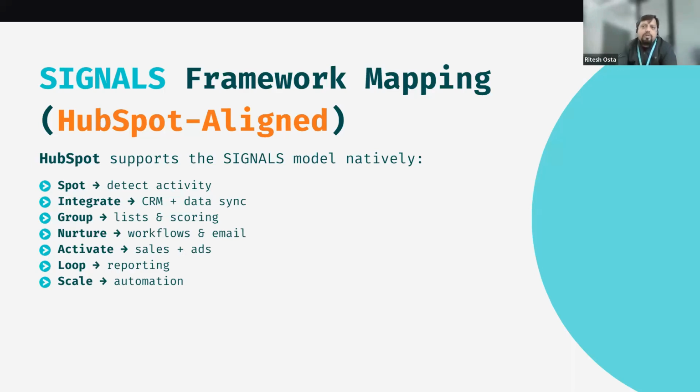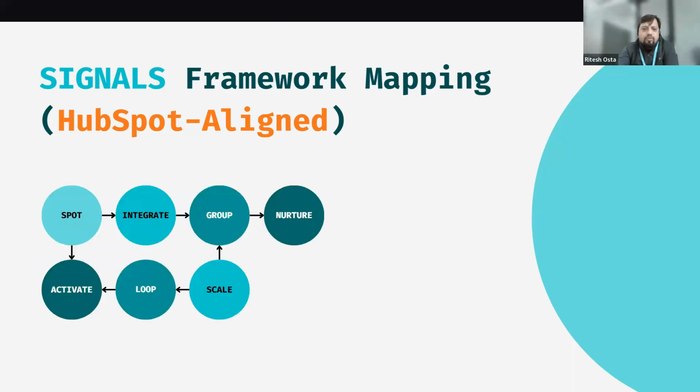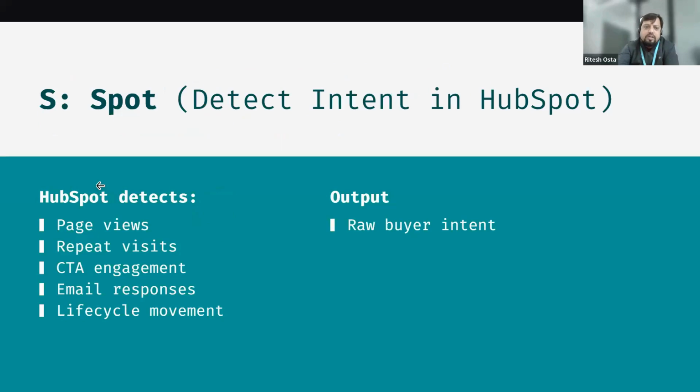And then create a loop. That means create a reporting framework, go through the data, see what is working and what is not working, and based on that, you scale. So this is a framework that we have developed. We already created a webinar last week, and we're going to put the link of the webinar in the description section. If you want to know more about what the Signals framework is, you can go through that webinar. Each letter stands for a particular step, and we follow this framework to implement this entire thing.